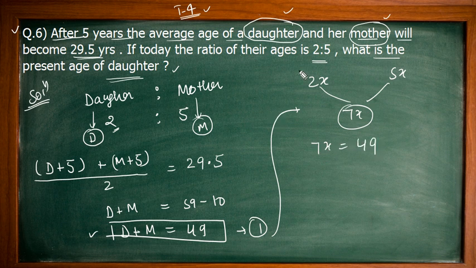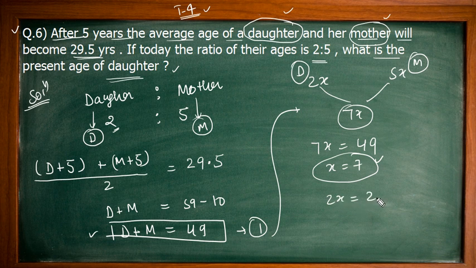Put in daughter and mother. This is the part of daughter and this is the part of mother. So 7x equals 49, x will be 7, and the present age of daughter is 2x. So 2x will equal 2 into 7, that is 14. 14 is your answer. So this is another type of problem, and the answer right now is 14.